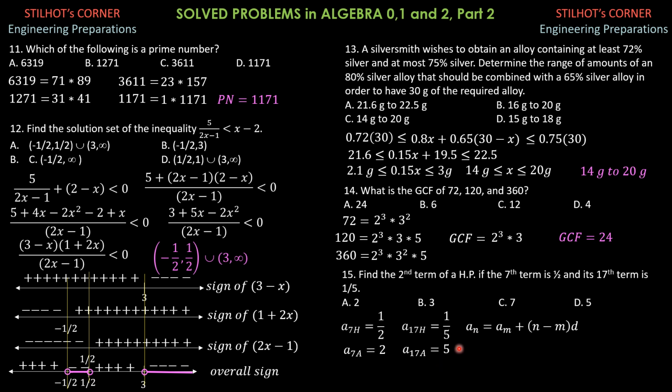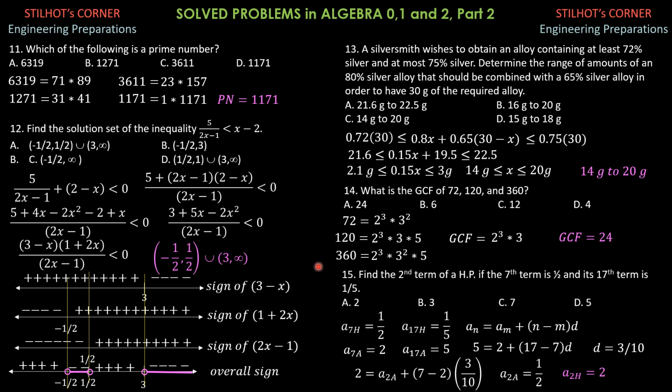So we use this data here. So 5 equals 2 plus quantity 17 minus 7 times d. Solving for d is 3/10. We then find the second term using the same formula, and I'll use 2 here. So 2 equals the second term of the arithmetic progression plus quantity 7 minus 2 times the common difference 3/10. The second term of the arithmetic progression therefore is 1/2. So the second term of the harmonic progression is the reciprocal of 1/2, which is 2. So that's it for this video.